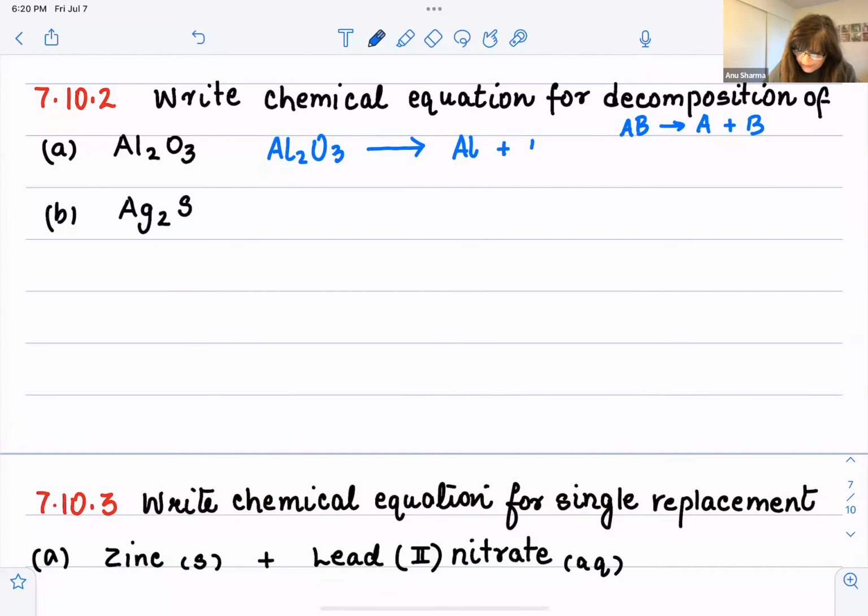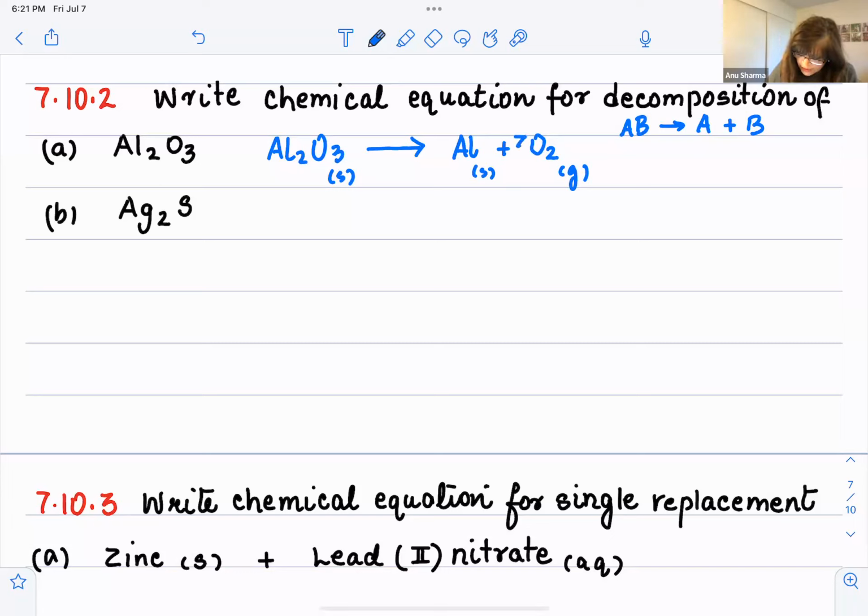As we all know, we have seen it, and oxygen as a gas. Okay, so aluminum is a solid, oxygen is a gas, and this is also a solid. Now, balancing. Here we see there are 2 aluminums and 3 oxygens. So 3 oxygens on one side and 2 on the other, so we have to look for a common multiple.